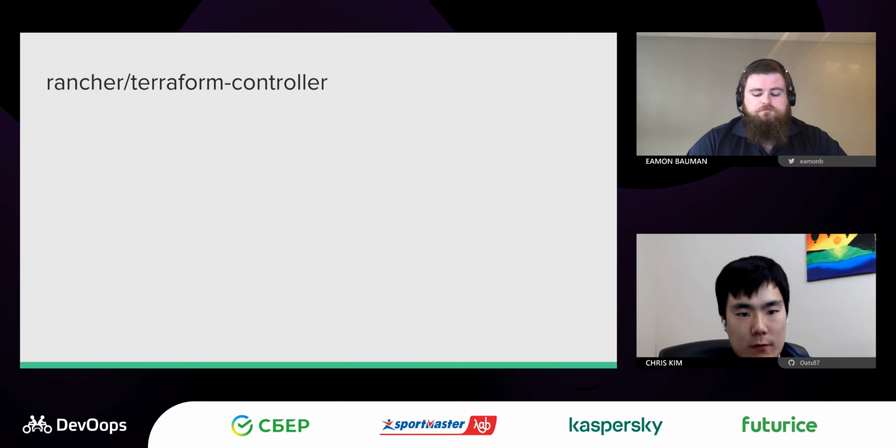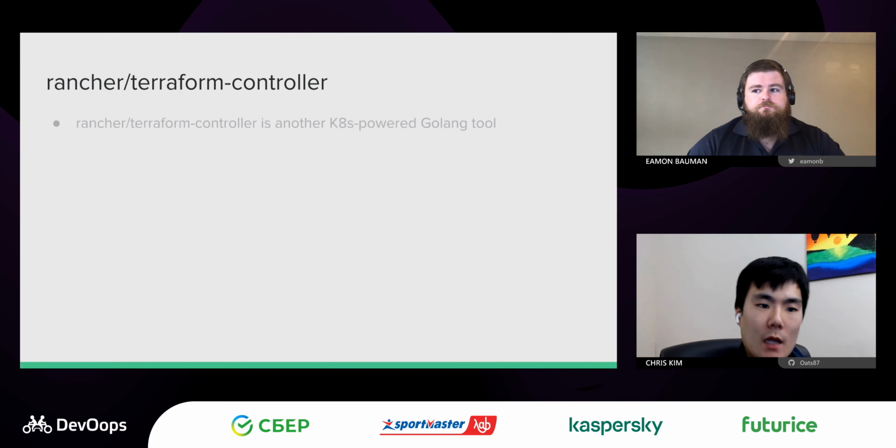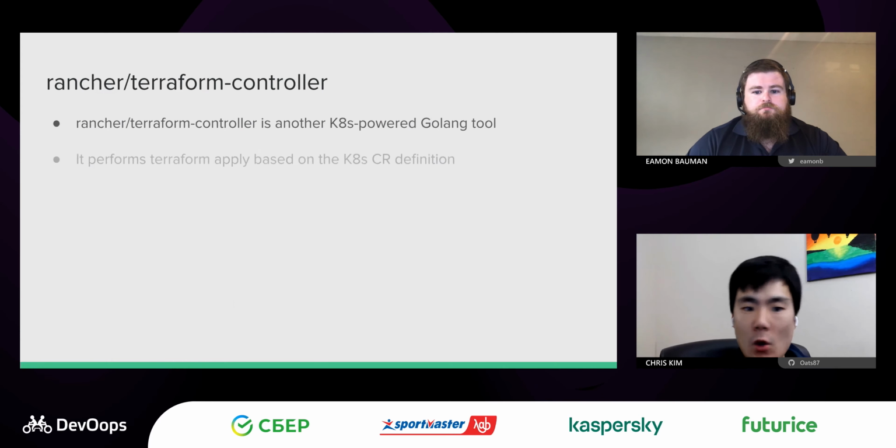Now, I want to go into Terraform controller really quickly here because this is also a fundamental part of HobbyFarm, but is not actually part of the HobbyFarm project itself. It's another Rancher project. It's a Golang tool, very similar to HobbyFarm, but not necessarily as big as Gargantua is because it does not have an API server. What it more or less does, if you simplify it, is Terraform apply based on the custom resource definition you create.